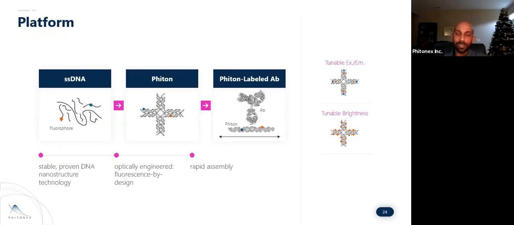So our Phyton structure is a synthetic DNA nanostructure, and we've embedded fluorophores into it, which allows us to control the fluorescent properties. Because of this structure, we now have far less cross-excitation and far less spillover spreading in comparison to legacy fluors. An added benefit is that it allows us to control the brightness of our fluor. We can add more fluorophores onto the Phyton, which allows us to take a fluor that fits into our detector and expand that brightness based on antigen density and your panel needs.